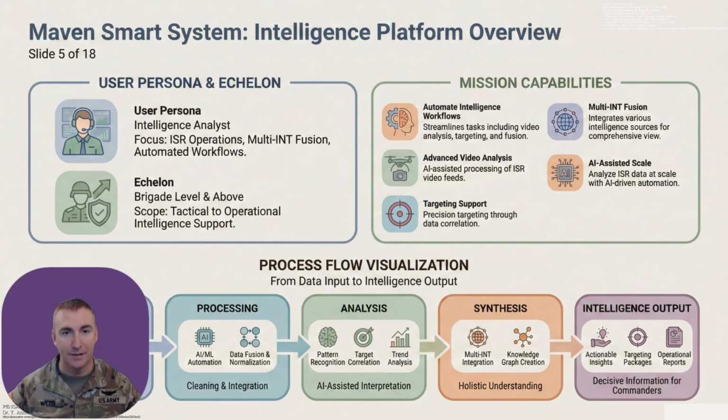Let's examine Maven's actual deployment. Built on Gotham infrastructure specifically for intelligence analysts conducting ISR operations. Deployed at brigade level and above for tactical to operational intelligence support. Primary mission: automate intelligence workflows, video analysis, targeting, multi-INT fusion. Maven enables intelligence professionals to process and analyze ISR data at scale with AI-assisted automation. The system handles tasks that would overwhelm human analysts working manually.